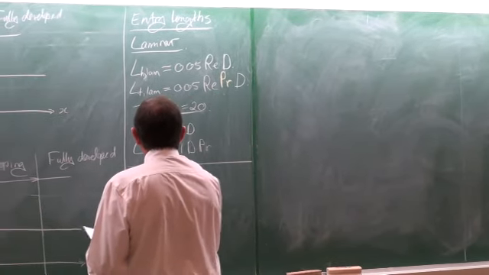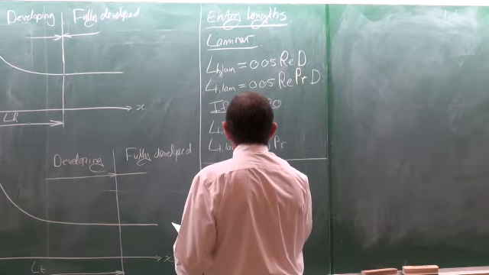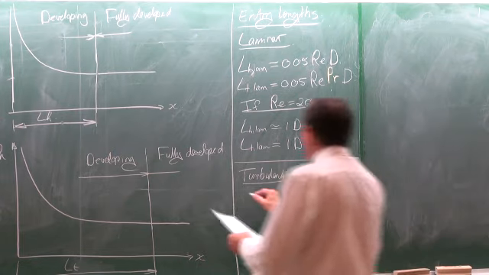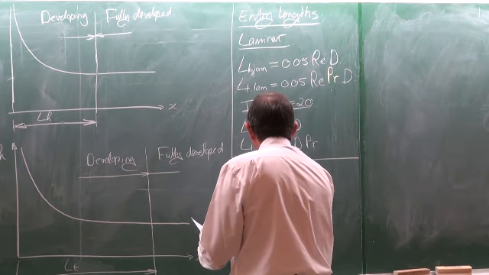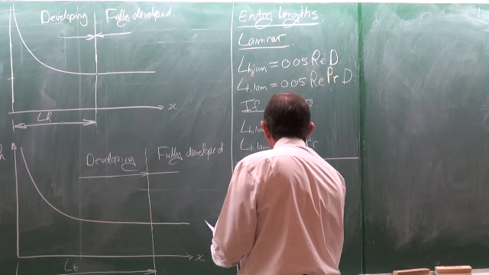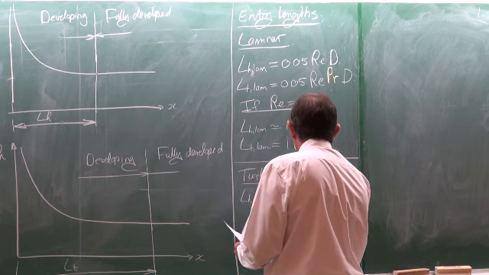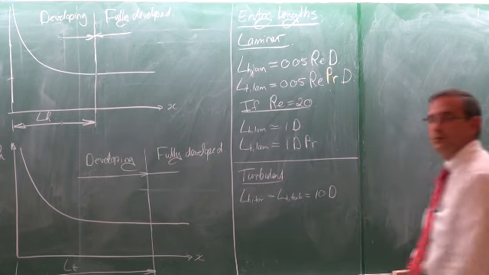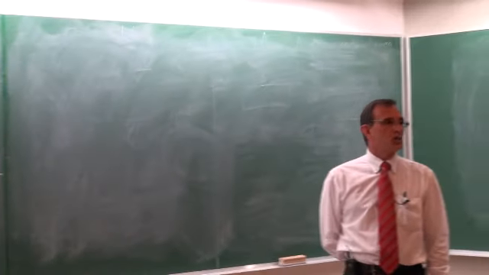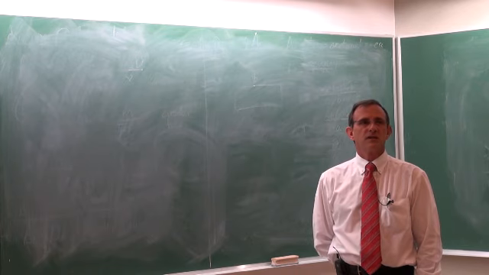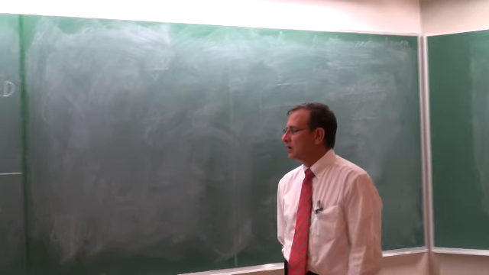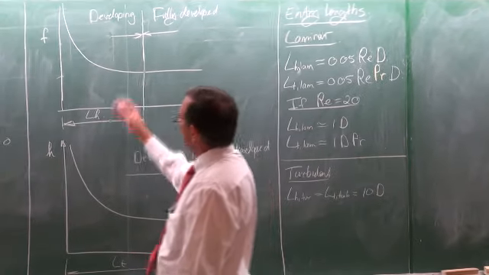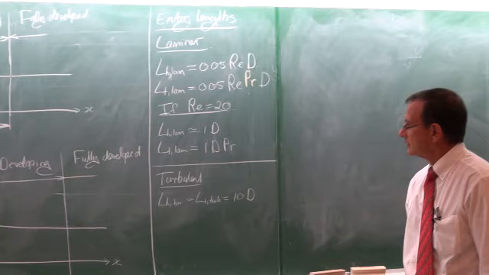Okay, so that is now for laminar flow. Let's consider it for turbulent flow. For turbulent flow, it's very easy. Then LH for turbulent flow is equal to LT for turbulent flow. And that would be 10 diameters. If it's turbulent flow, it takes 10 diameters, then the flow is fully developed in terms of the velocity boundary layer and the thermal boundary layer.